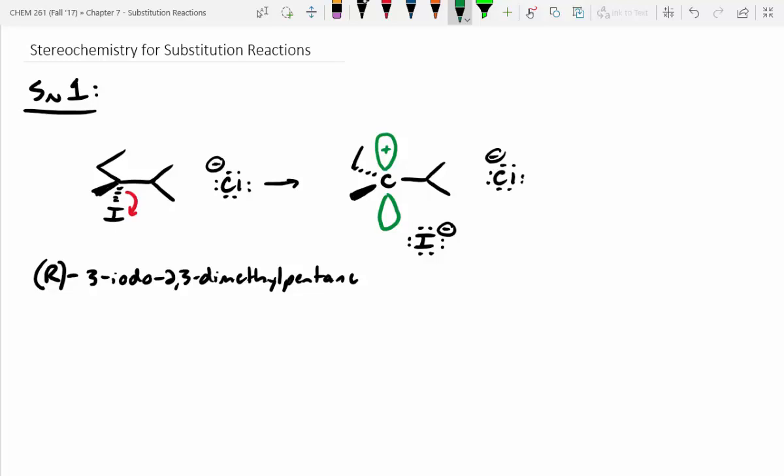You've got a p orbital lobe sticking up, p orbital lobe sticking down. So in this case, you could have a topside attack, or you could have a bottom. Do you think they're equally as likely? Why not?